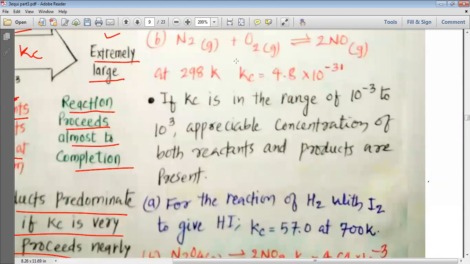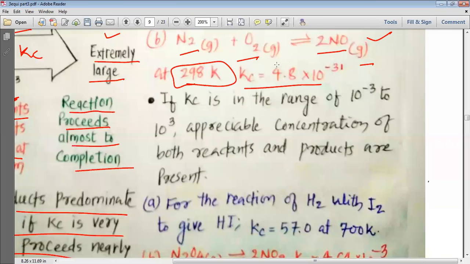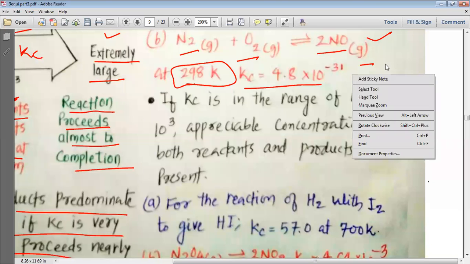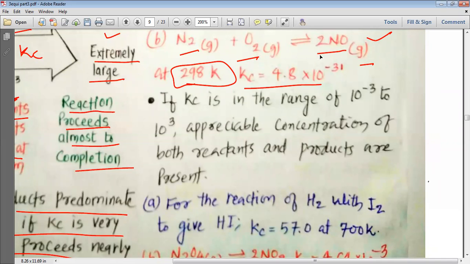In the same way, my dear students, when nitrogen and oxygen combine with each other to give 2NO gas, the Kc for this is 4.8 into 10 to the power minus 31. That means when nitrogen and oxygen combine at 298 Kelvin, that is 25 degrees centigrade, they generally do not form nitric oxide NO, because at equilibrium in this reaction, there is no product, or the concentration of product obtained is negligible.